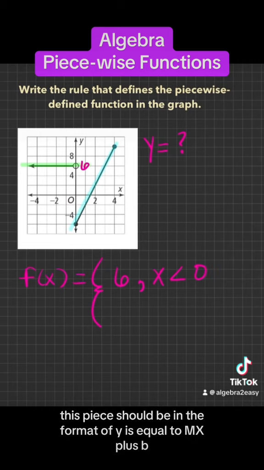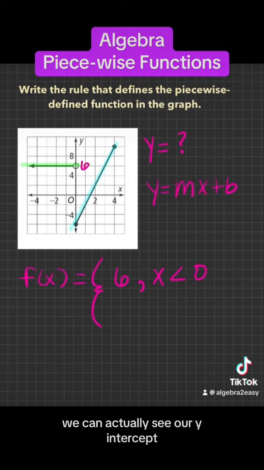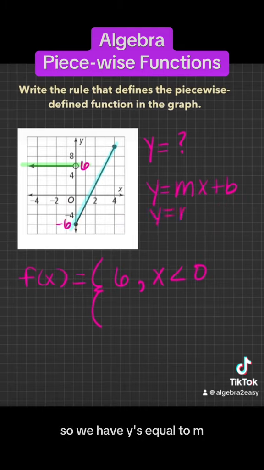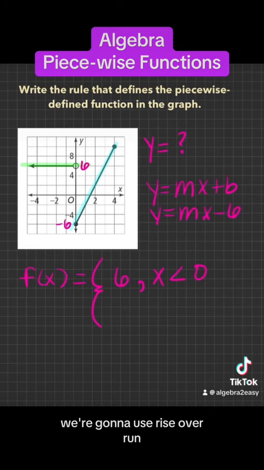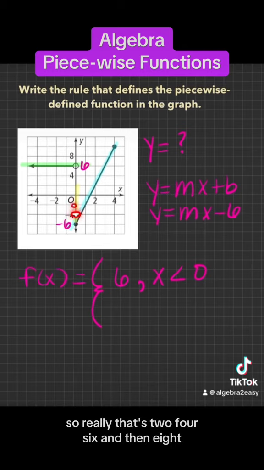This piece should be in the format of y is equal to mx plus b. We can actually see our y-intercept. Remember, we are counting by 2, so that's going to be negative 6. So we have y is equal to mx minus 6. Now, finding our slope, we're going to use rise over run. So I'm going to start here at my y-intercept, and then I'm going to go up to positive 2. But remember, we are counting by 2, so really that's 2, 4, 6, and then 8.